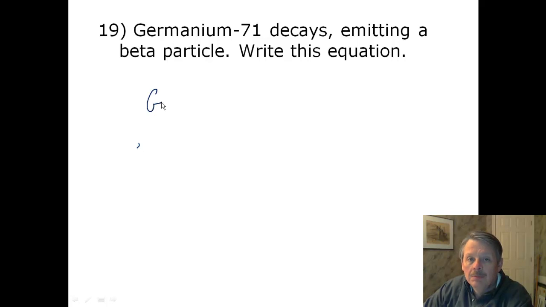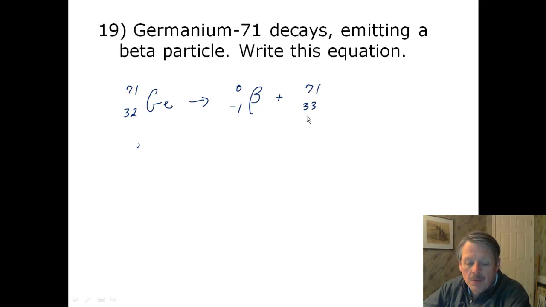Germanium. Germanium has a mass of 71. It is atomic number 32, meaning it has 32 protons. And it decays and emits a beta particle. A beta particle is 0 minus 1. So what's left is I still have 71 on top, but now I have 33 on the bottom. 33 on the bottom is AS, or arsenic.